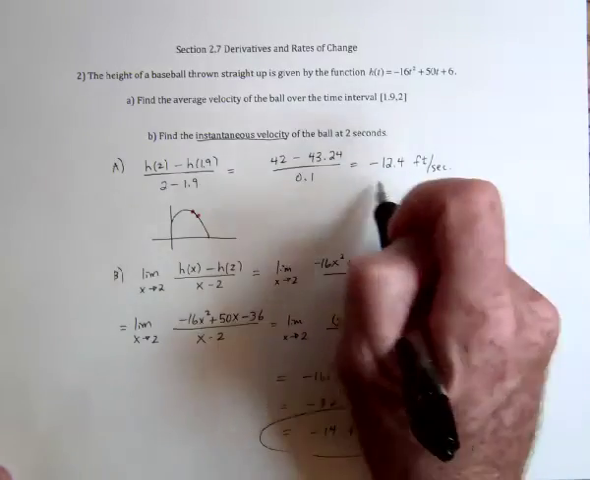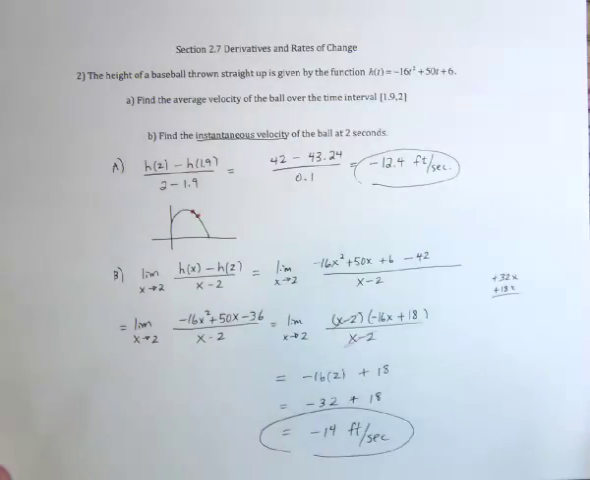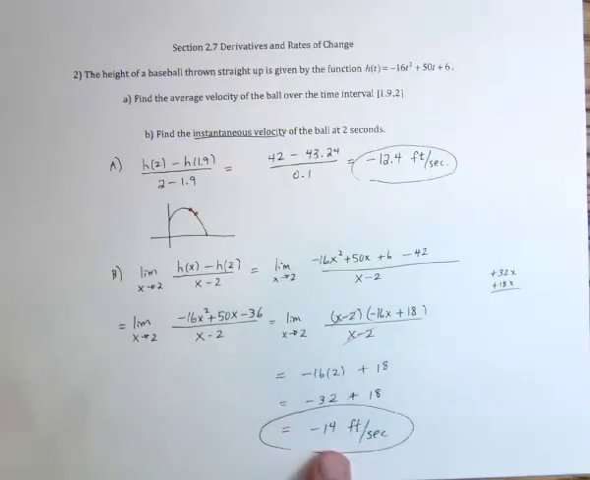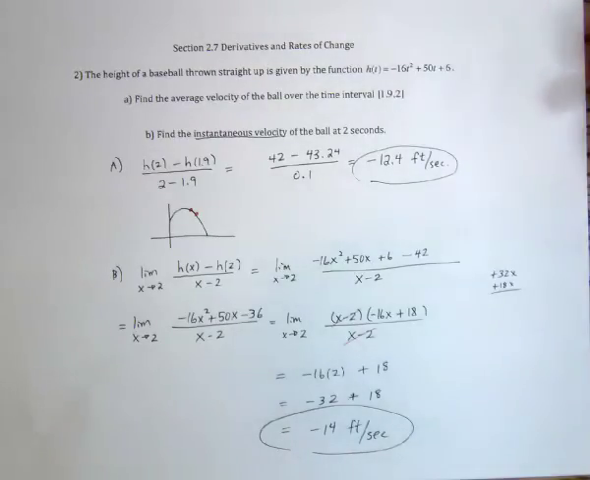So our estimate over here of negative 12.4 was okay, but to be more accurate, it's actually the instantaneous velocity, negative 14 feet per second.